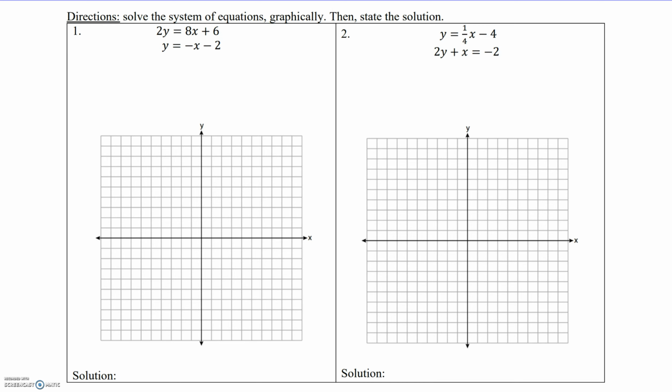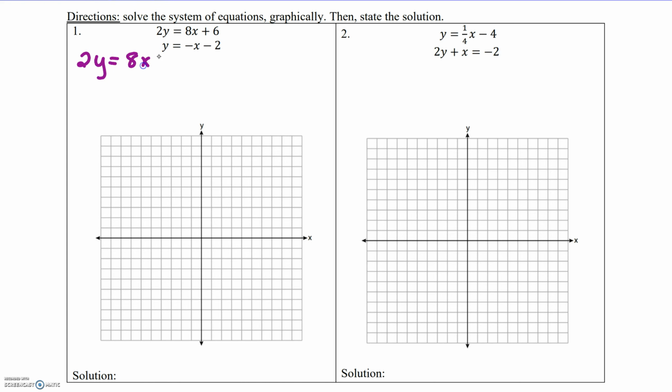Hello, I'm just going to use this video to recap the review on system of equations and inequalities. In this first section, we're going to solve the system graphically. In order to solve it graphically, we need to make sure that our equations are written in slope-intercept form, which looks like y equals mx plus b.